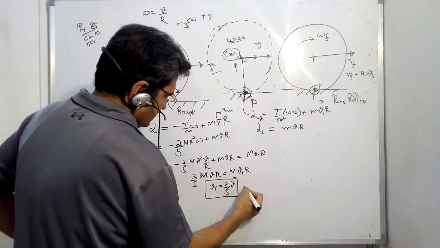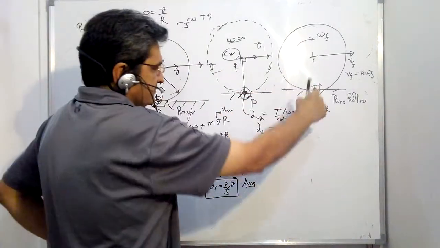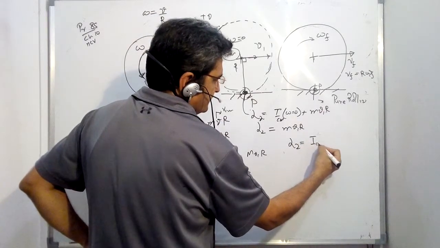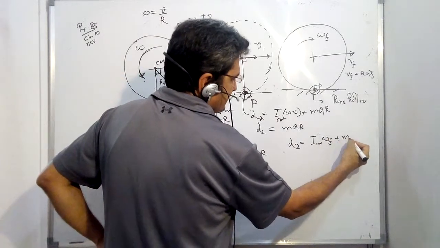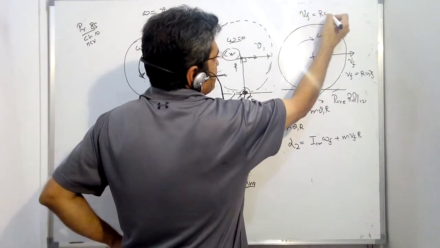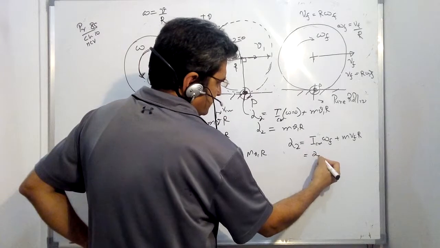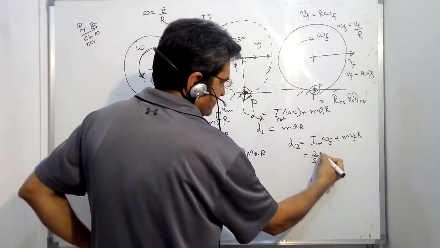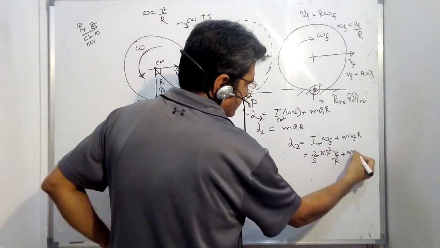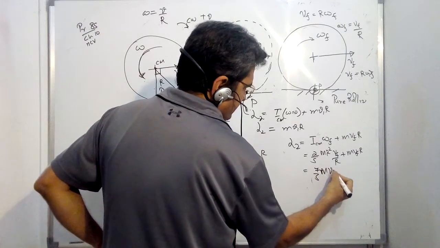This is one part of the problem. So here the velocity will be 3 upon 5 V. Now what is the final situation? At final situation, angular momentum would be I, center of mass, omega final plus M V final into R. And here there is pure rolling, so V final is equal to R omega final, or omega final you can write as V final upon R. So right here 2 upon 5, and it is clockwise, so it will be positive. M R square V final upon R plus M V final R. So it becomes 7 upon 5 M V final into R.